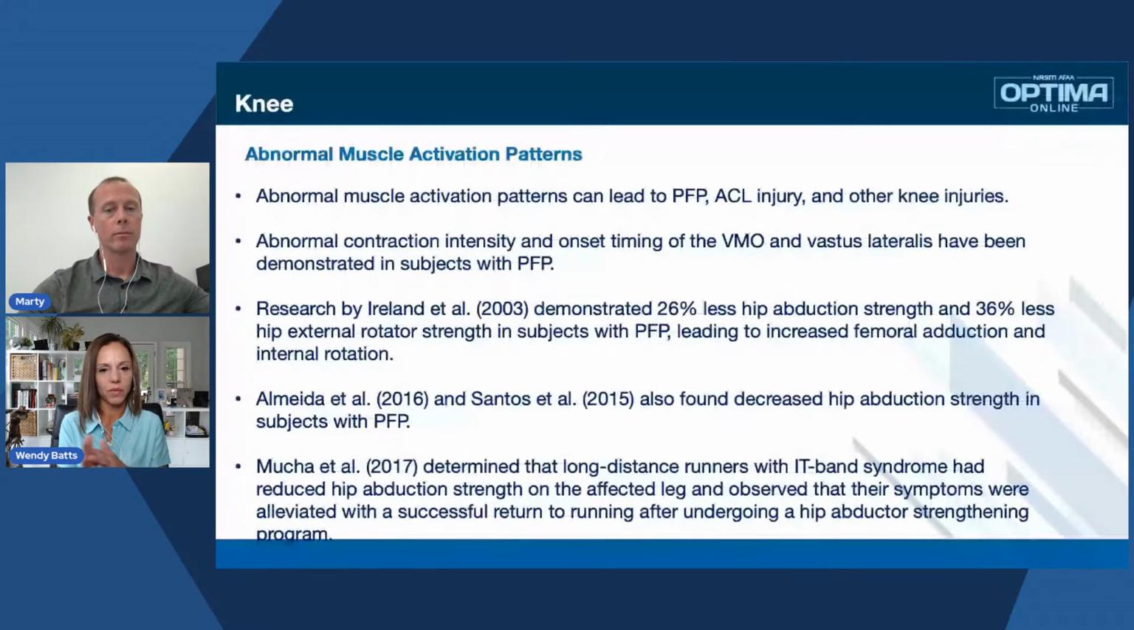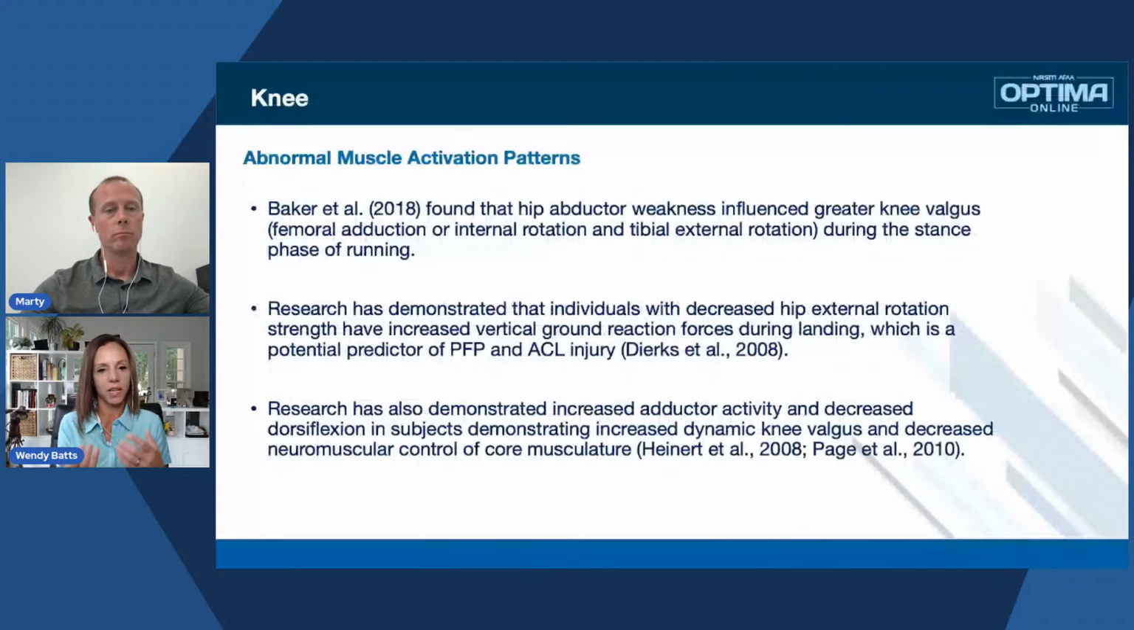So when we look at the next slide and kind of finish up with some of the different research here, you're going to see, again, Baker, we're talking about hip abductor weakness. It's going to influence greater knee valgus. And then when you look at some other ones with decreased hip external rotation strength, that's going to have increased vertical ground reaction forces during landing, which could lead to patellofemoral pain as well as ACL injuries.